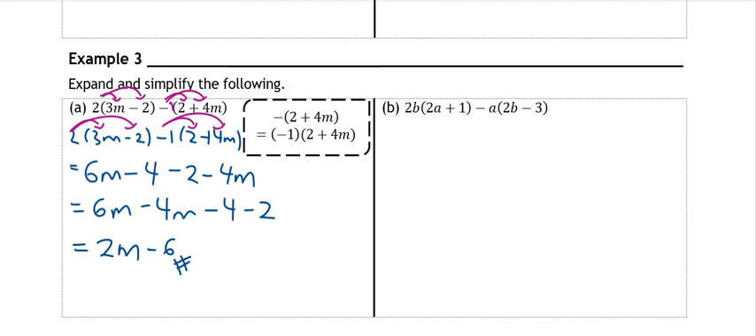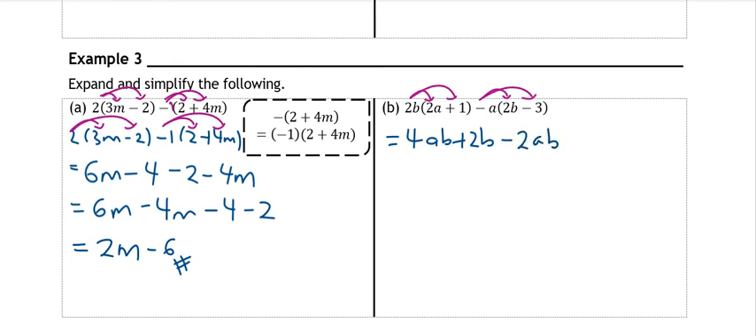For part B, we will do the similar thing, expansion for the first bracket, and then negative a will be expanded in the second bracket. So here you will have 2b times 2a, 2 times 2 is 4, b times a, ba or ab, doesn't matter. And then the next one, 2b times positive 1 is positive 2b. And then the next one is negative a times 2b, which will be negative 2ab.